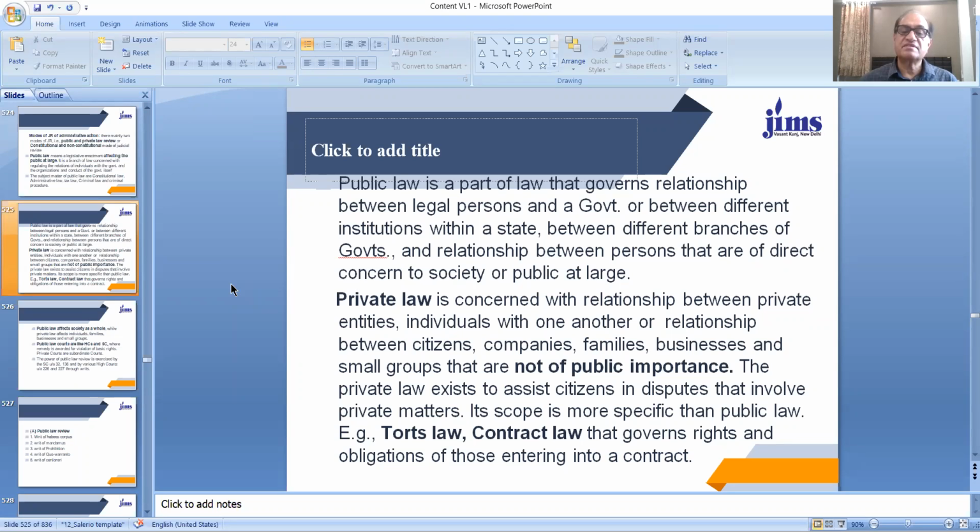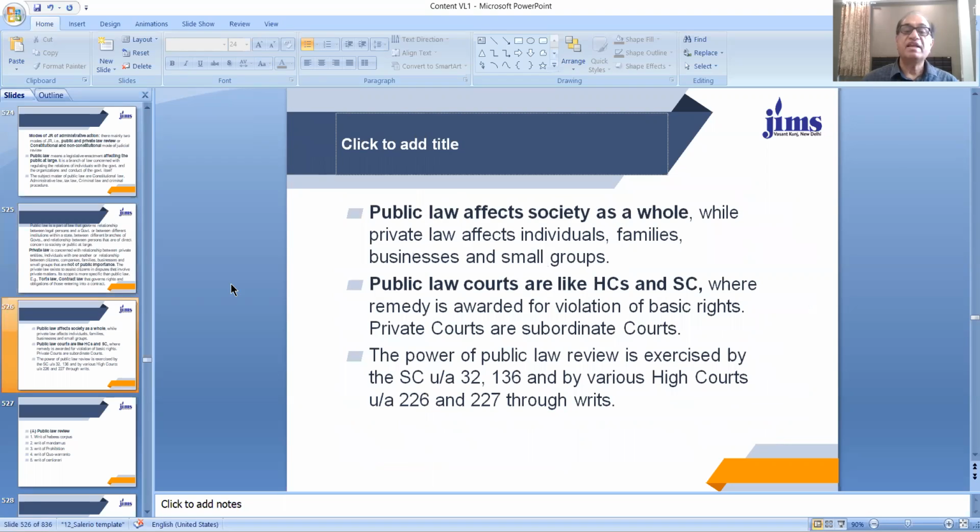The private law exists to assist citizens in disputes that involve private matters, and its scope is more specific than public law. For example, if you are filing a case under law of torts, or you are filing a case under Indian Contract Act, that governs the rights and obligations of persons entering into a contract. So that is a private law review, where you are filing a case under law of tort or law of contract. Whereas public law, as I told you, affects society as a whole, while private law affects only individuals, particular families, businesses, and small groups.